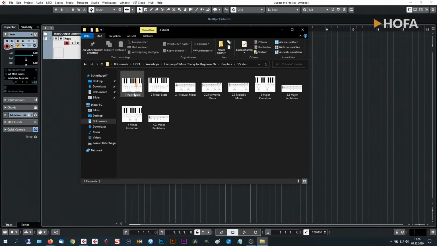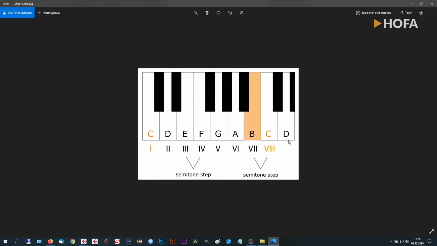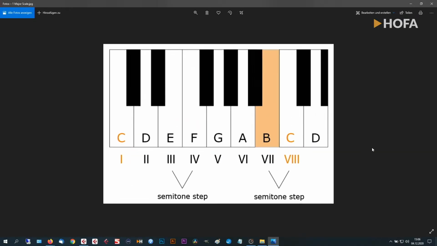So, the scales, where are we? There is a major scale. It looks like that. Hope you can all see it. And as mentioned before, we have a semitone step between E and F and between B and C.